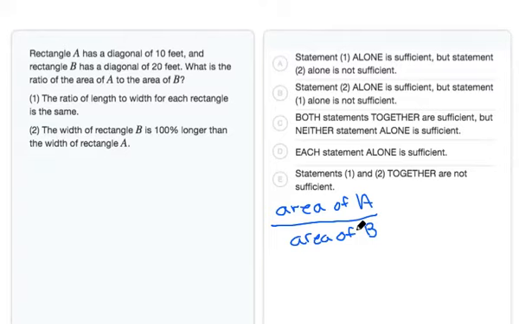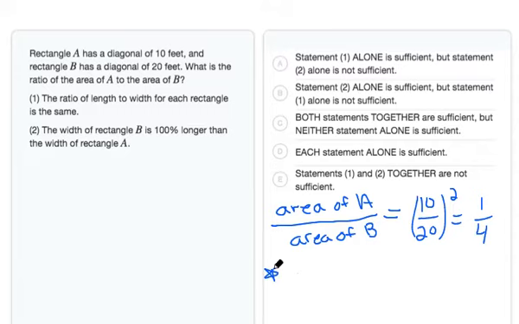If we can determine that rectangles A and B are similar, then the ratio of their areas is the square of the ratio of the corresponding single dimensions, such as, let's say, the two given diagonals. So we would have the area of A over the area of B would equal 10 over 20 squared, which would simplify to a half, and if we square that, we would end up with a fourth. So in order for two rectangles to be similar, their sides must be in the same ratio.